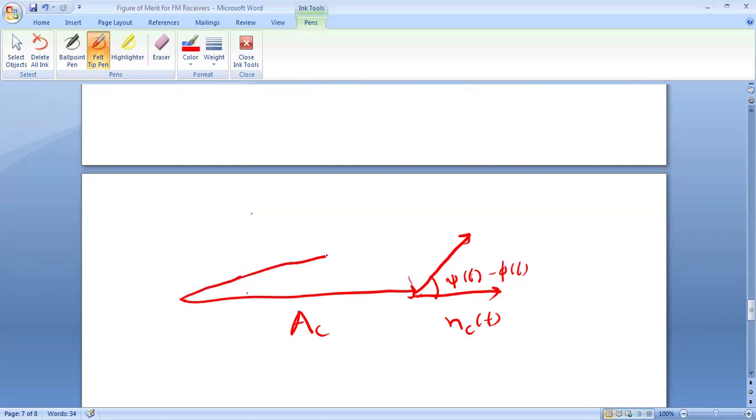Now the resultant phasor for this will be the resultant. However, the phase angle of this resultant with respect to the reference phasor is represented as theta(t) minus phi(t). And of course, this is r(t). Hope it is clear. Ac is the reference. nc(t) is the in-phase component with the Ac. So now this is the representation of the output of the IF section, consisting of different frequency components.